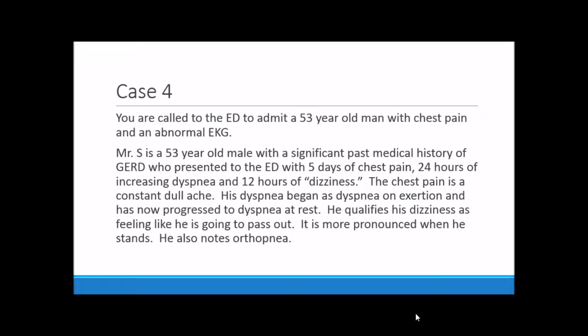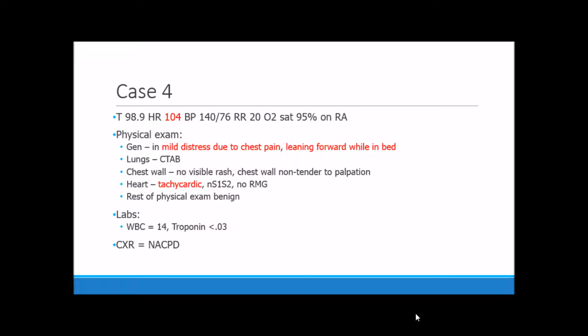Yes. Who has thoughts on what? Okay, could be ACS. What else could it be? Okay, could be tamponade. Why are you saying that? Okay. What symptoms in particular are progressive? Okay.